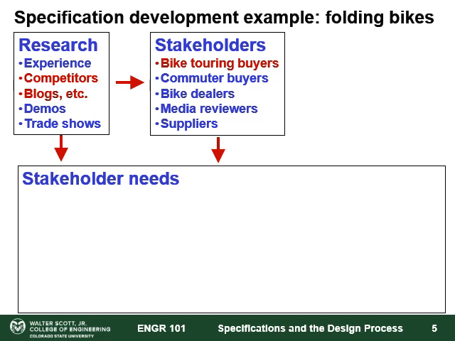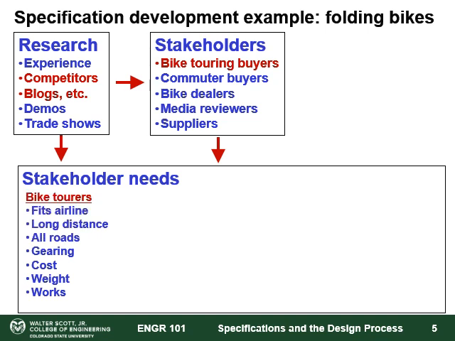For this category of bike tours, it is the 7 that I have listed here. They care about whether it meets the airline requirements for checked luggage, whether you can ride the bike over a long distance, so typically 50 to 100 miles per day with luggage, that it would work on any kind of road, both paved and dirt roads, that it has the right gearing to go up and down hills, that it is at an affordable price, that the weight is reasonable in comparison to other solutions, and that fundamentally this folding bike works as well as a non-folding bike.